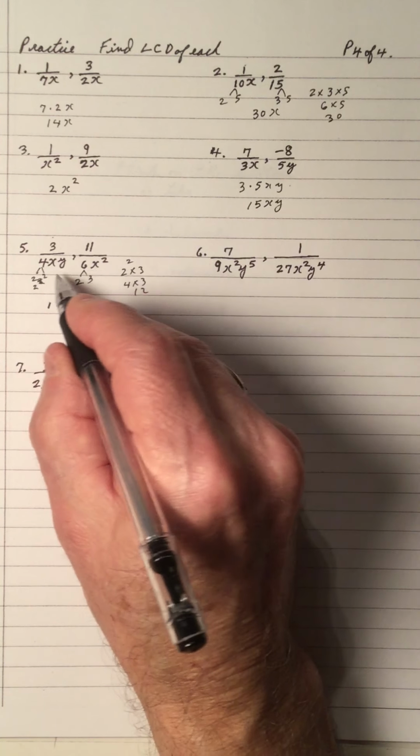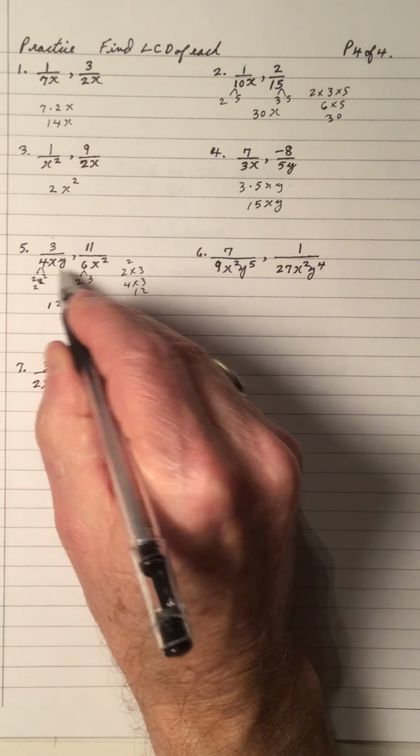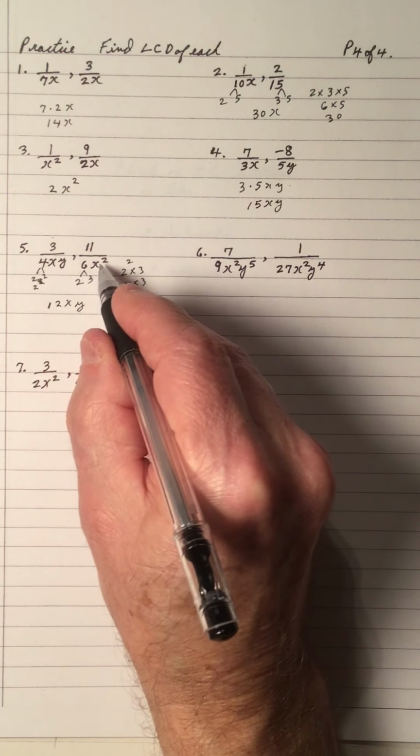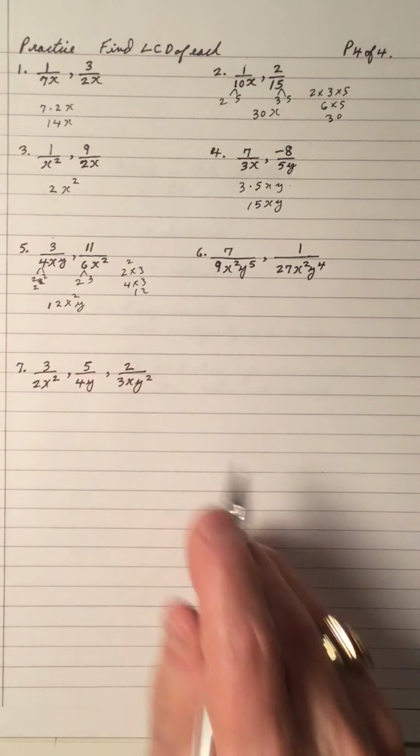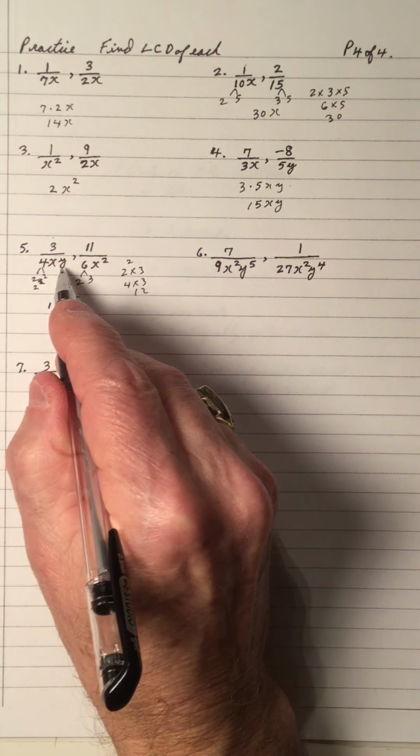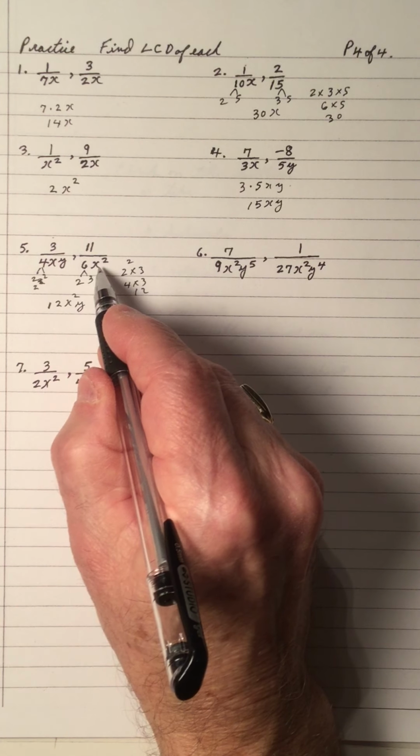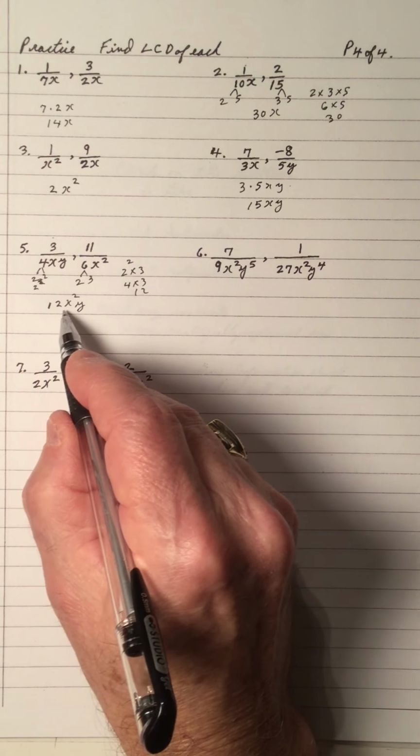Now I look at the variables. I have an x as a factor. I have a y as a factor. And the highest exponent of x is 2. So there's the LCD. So 4xy is a factor of 12x squared y. 6x squared is a factor of 12x squared y.